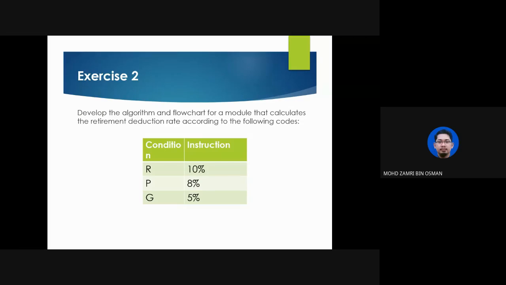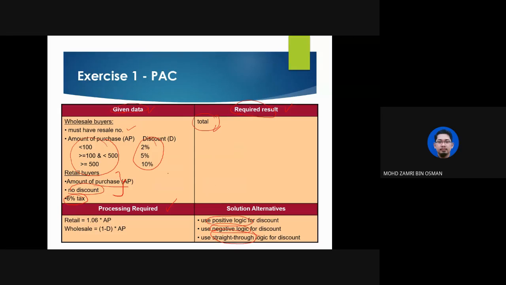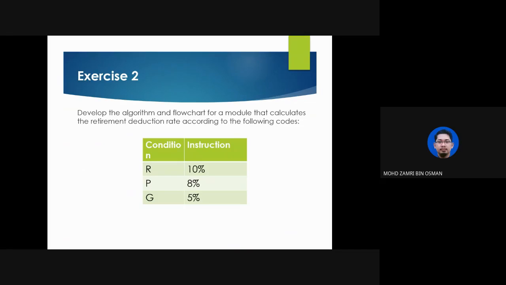So you need to figure out what the algorithm is, and also the flowchart. Now exercise number 2 here is very straightforward as well. Develop the algorithm and flowchart for a module that calculates the retirement deduction rate according to the following codes. The conditions are R, P, and G. These are the conditions here.